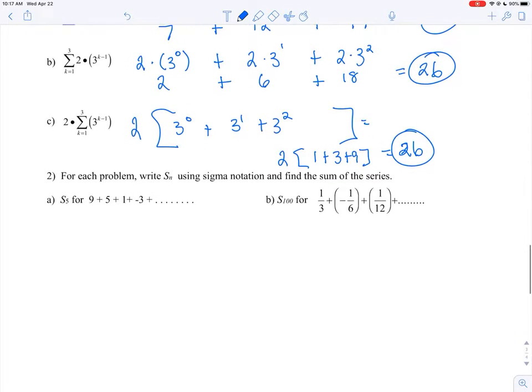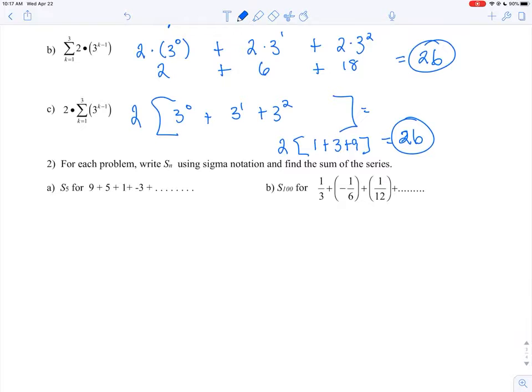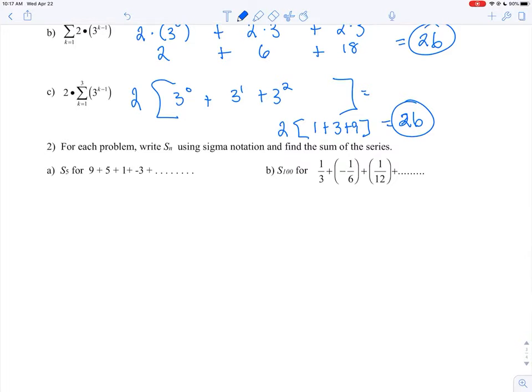If they give you a couple of numbers within a sequence and they tell you they want you to write it in sigma notation, that's where you really have to understand it. So let's try this one out together. Maybe we'll try part A and part B. You guys can try on your own there. All right, sum of the first 5: 9 plus 5 plus 1 plus -3.